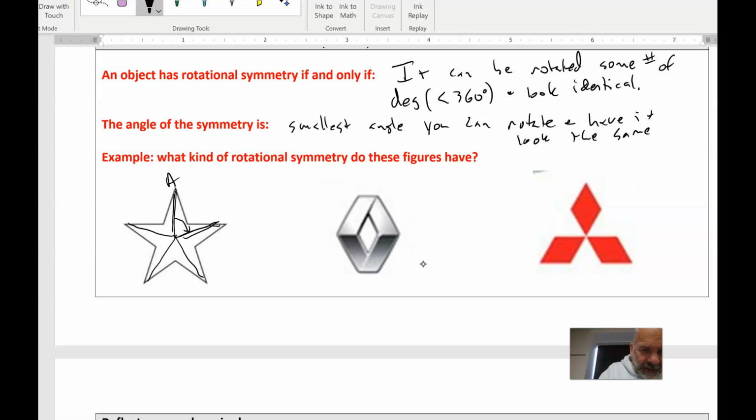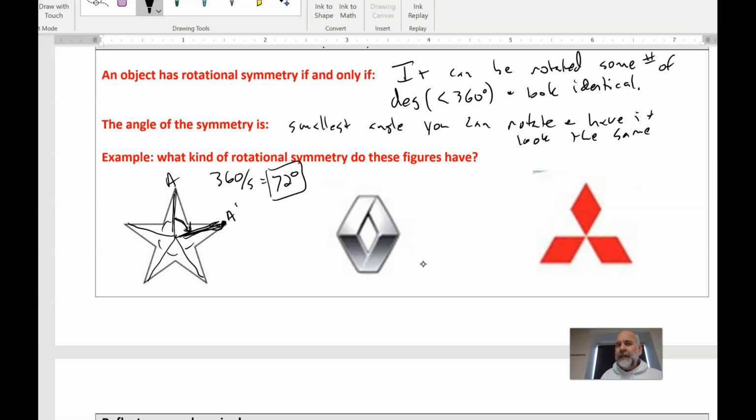So if this point was A and I made this A prime right at the end there, it would look exactly the same, and every other point would move around also. So I just need to figure out how big that angle is. Some people are maybe figuring it out. All the way around it's 360, and every one of these is the same, and there are 5 of them. So it must be 360 over 5, which is 72 degree rotational symmetry. Okay? How about the next one?